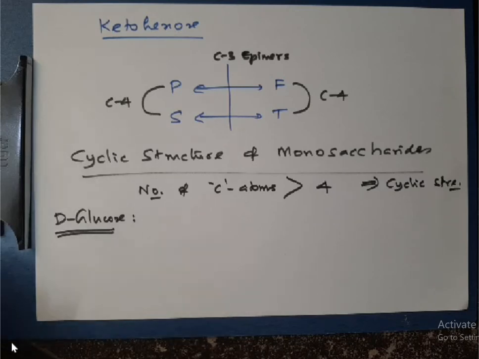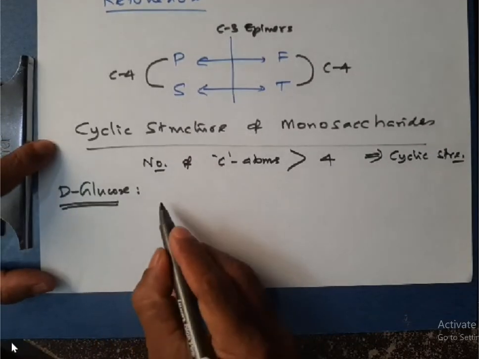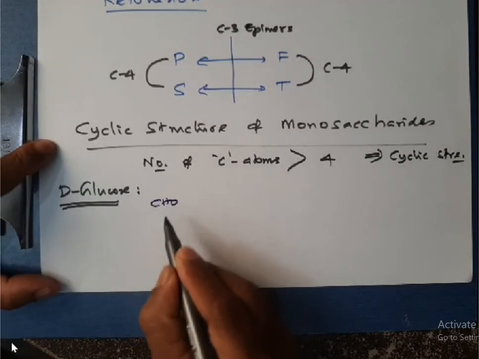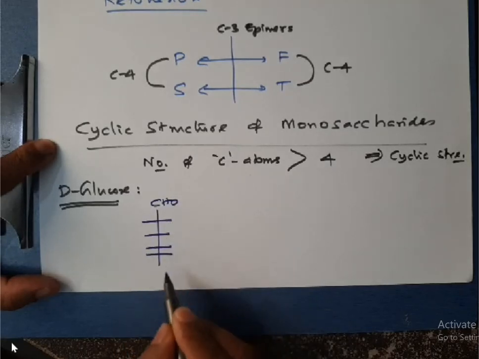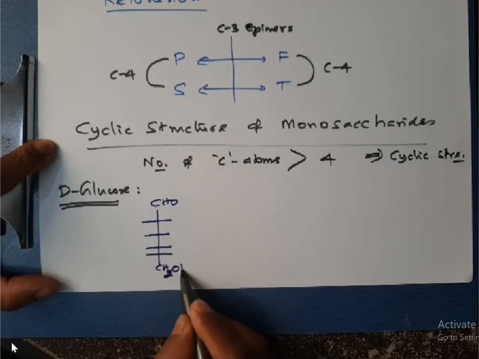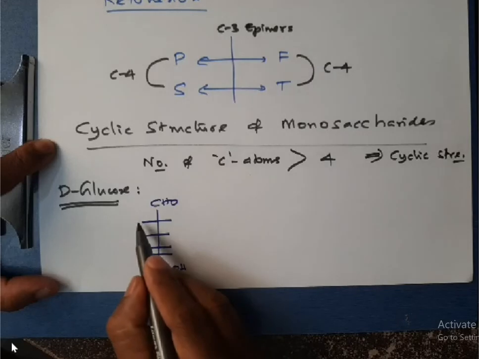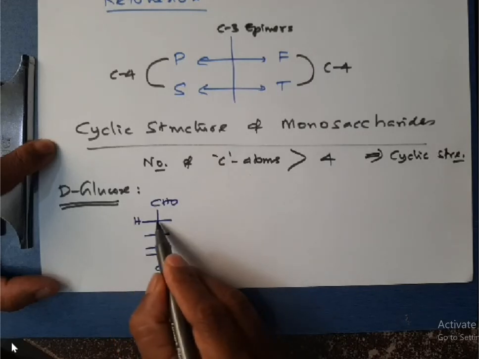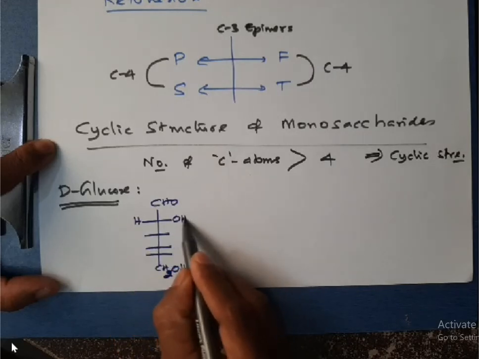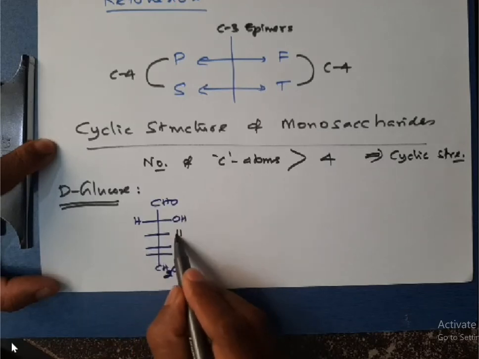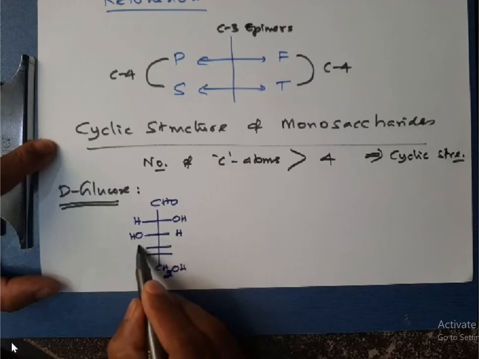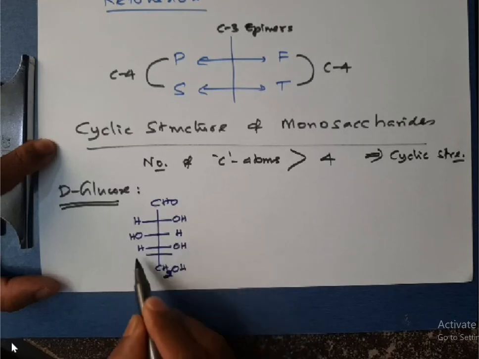Now, first let me show you the open chain structure of glucose. This is called the open chain structure. CHO containing 5 chiral centers, or 4 chiral centers, and a primary alcoholic group at the terminal position. And here, in the second carbon, the OH group should be on the right hand side in glucose. In the third carbon, the OH group should be on the left hand side.